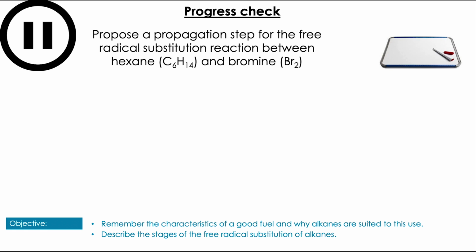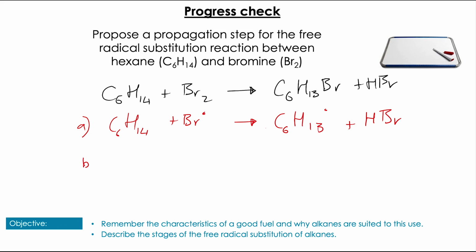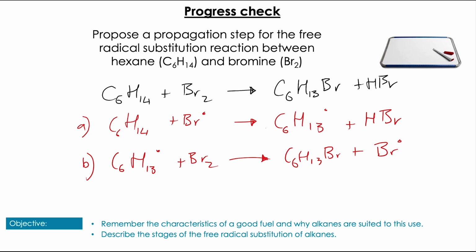Pop 'em up! So if we put in the overall equation, there are a couple of options you could have had for a propagation step. You could have had hexane reacts with the bromine radical to make the kind of hexane radical. And you could have also had that hexane radical reacting with the Br2 forming the bromohexane and the bromine radical. You could have even had that same reaction, but with a C12 chain if you'd included things that were made in the termination steps to be used in the propagation step.